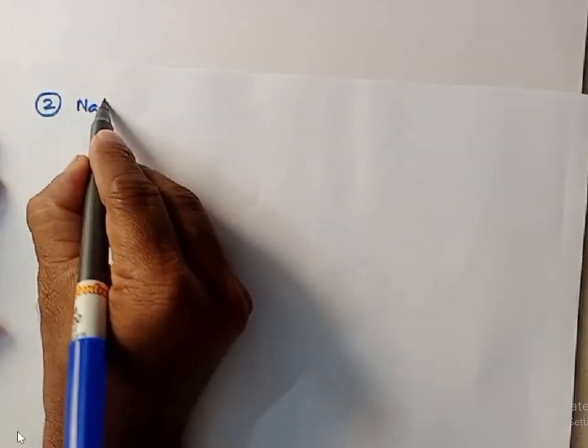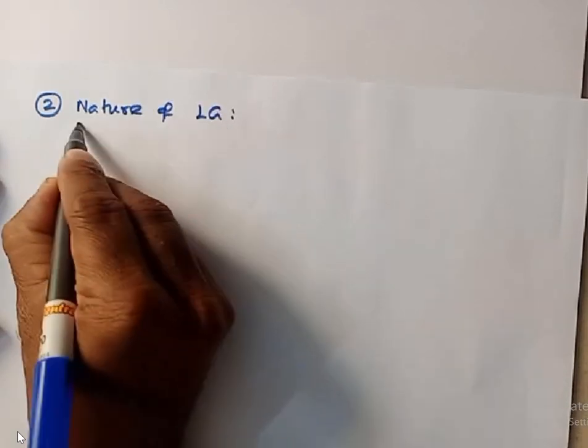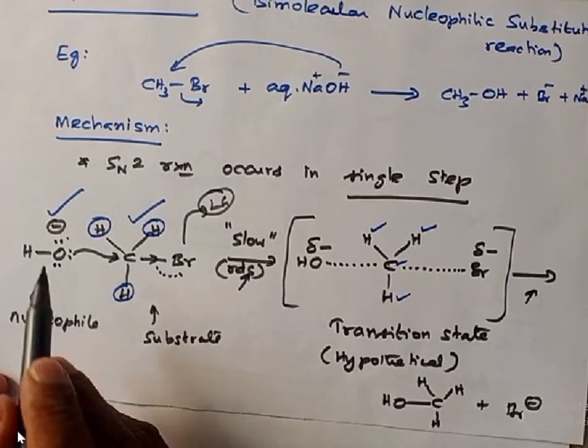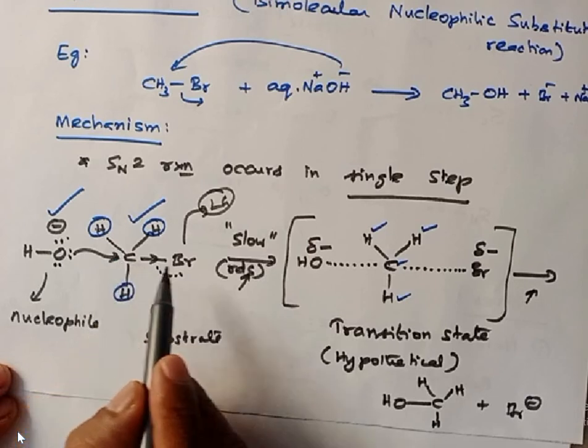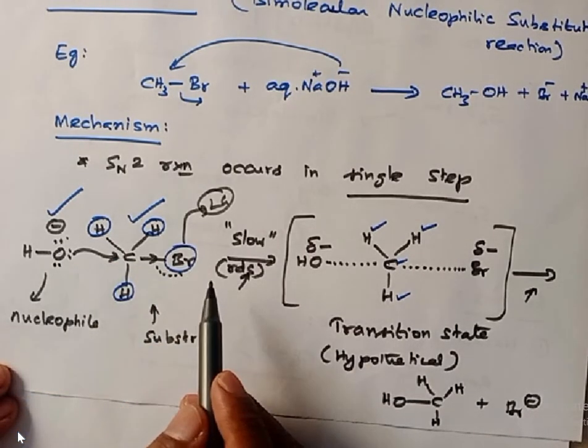Next important point, number 2, nature of leaving group. Leaving group is very important here because in the Sn2 reaction, when the nucleophile attacks this carbon, the leaving group should come out. Suppose it is a poor leaving group, what will happen?